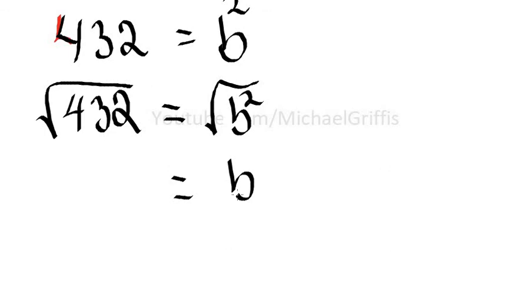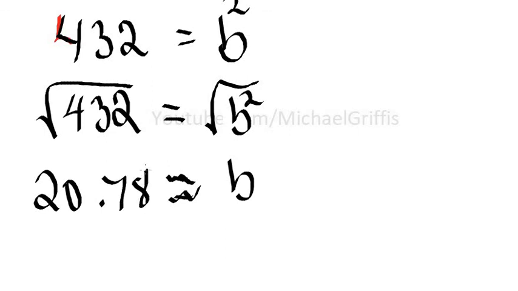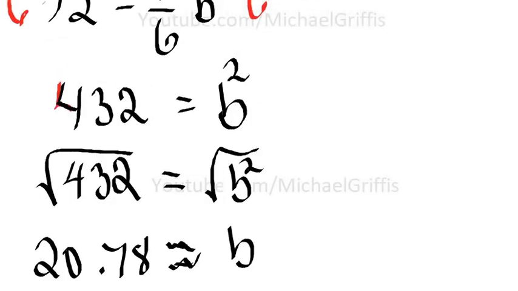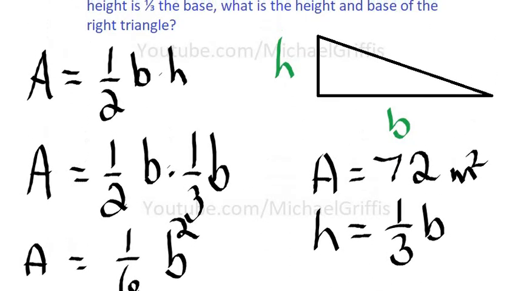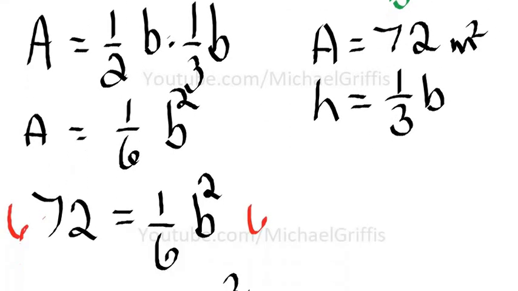And then we got the square root of 432. Now I'm going to approximate this actually. Do a couple of squiggly lines to approximate. This is 20 point. I'm going to round to 2 decimal places here. Now let's not forget what our units are. We are in meters.